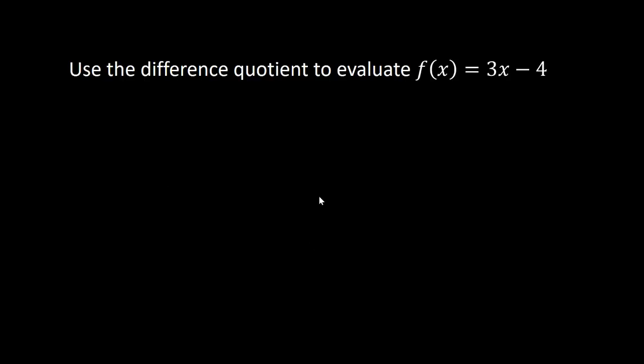So let's look at a function. We have f of x equaling 3x minus 4. We are going to go through step 1, which is the identification that we need f of x. We're always given f of x, so we're going to throw that over here.